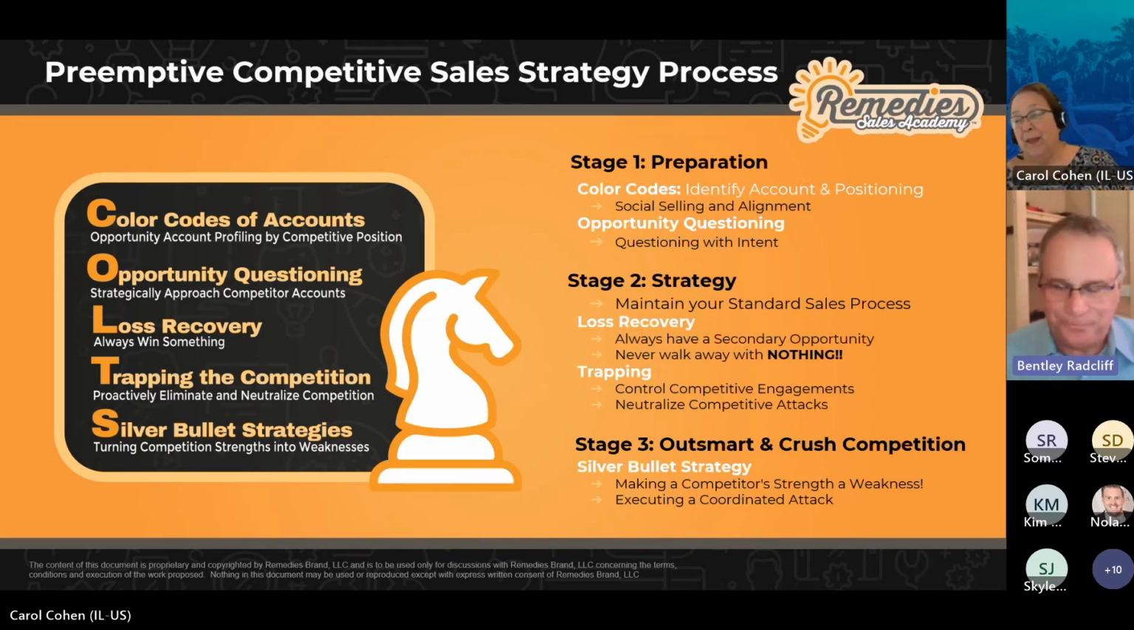The second one is what I call trapping. Now, this one's a lot of fun. The idea is that you don't create competitive advantage for yourself. You create competitive disadvantage for the competitor. Right. That's a little bit of a mouthful. But when you think about it, what you're doing is controlling competitive engagements. You're talking to the customer not only about what the competition is going to do, which is what sales reps like to use those battle cards for, but also what the competition is going to say about you and what things they're going to point out.